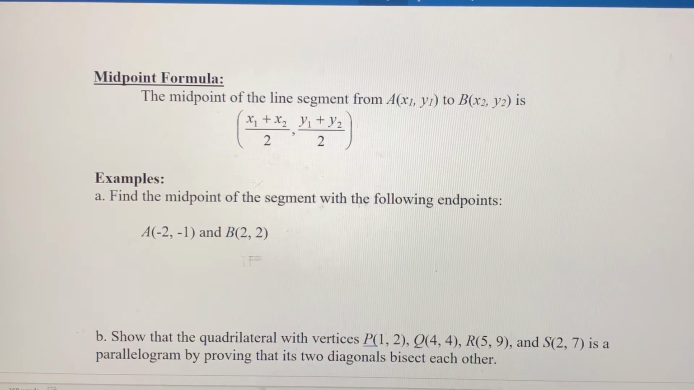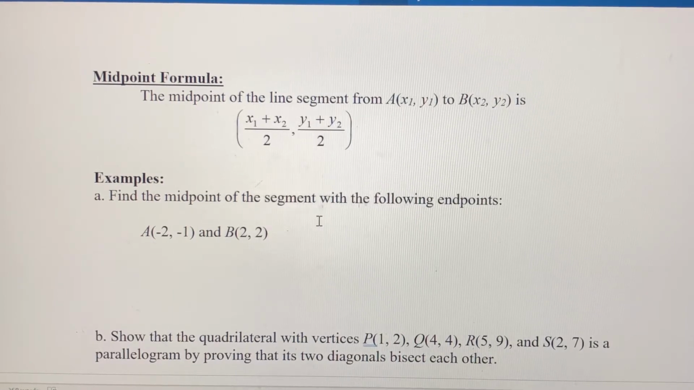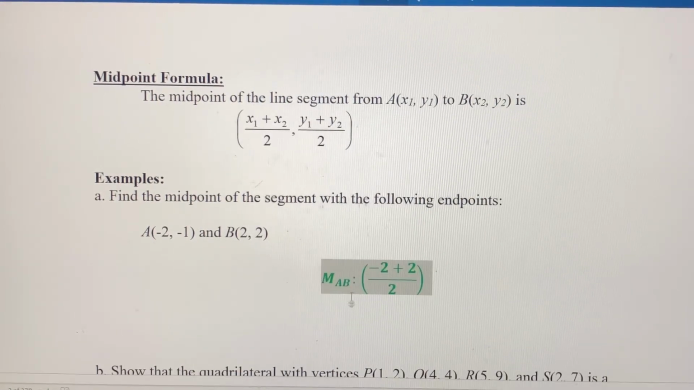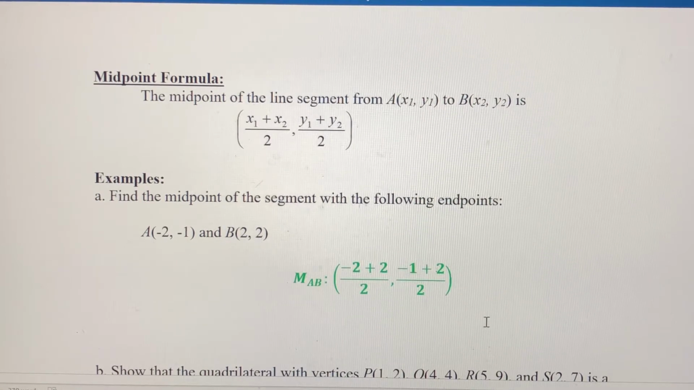So a real quick example here. We've got point A at (-2, -1) and point B at (2, 2). Let's use the formula here. For the midpoint of AB, we're going to add the x-coordinates together: -2 plus 2, divided by 2. And then I want to add the y-coordinates together: -1 plus 2, divided by 2.